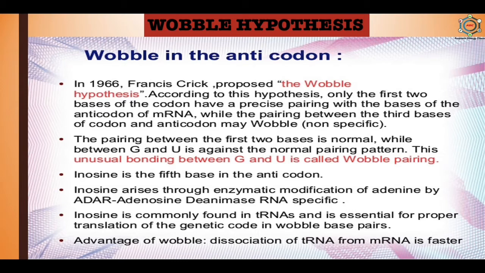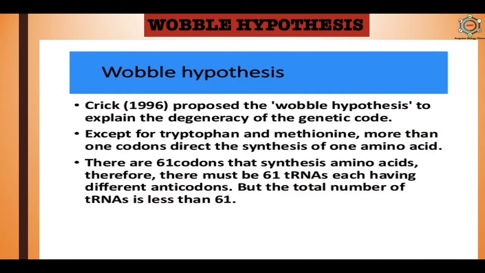Like inosine, the fifth base in the anticodon. Inosine arises through enzymatic modification of adenine by ADAR, adenosine deaminase RNA specific. Inosine is commonly found in tRNAs and is especially important for the proper translation of the genetic code in WOBBLE base pairs. An advantage of WOBBLE is that dissociation of tRNA from the mRNA is faster.